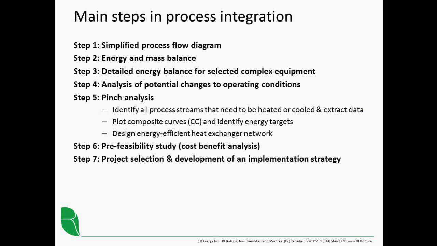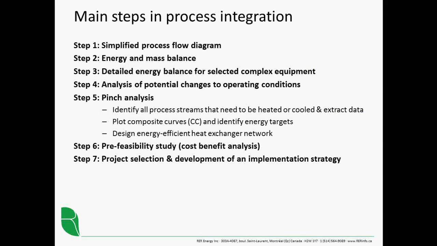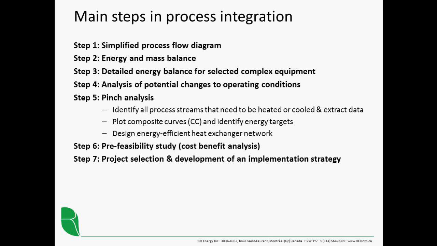The first step is to have a simplified process flow diagram for the entire plant, ideally, or at least all the parts of the plant that will fall under consideration of the study. The second part is to come up with an energy and mass balance for all the components in that process flow diagram. We want to know what the flow rates are, but more critically, what the temperatures are and what the heat exchanges are within the different parts of the plant.